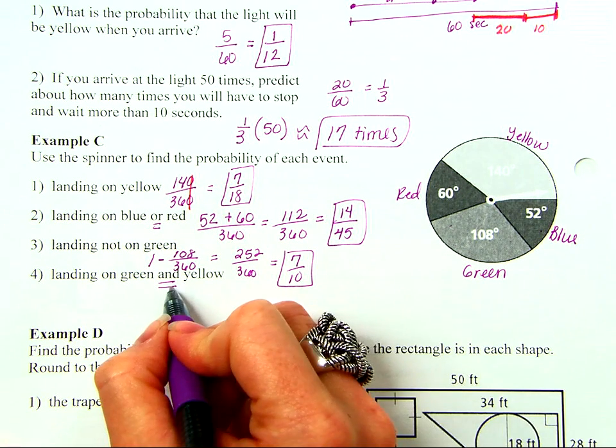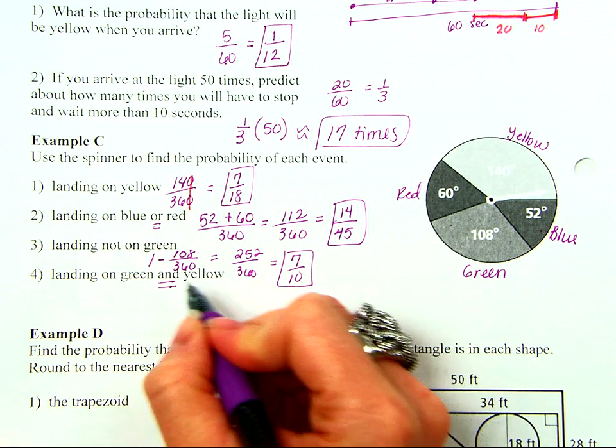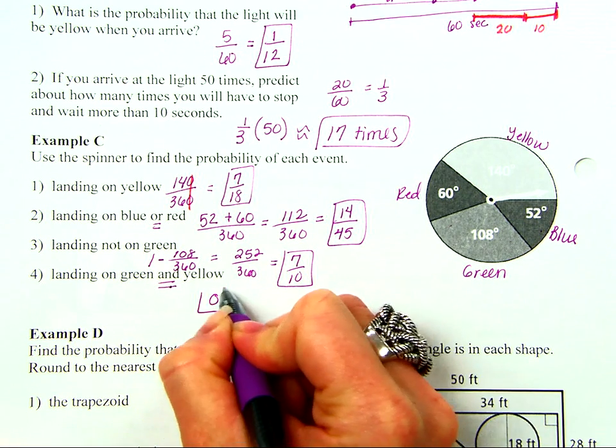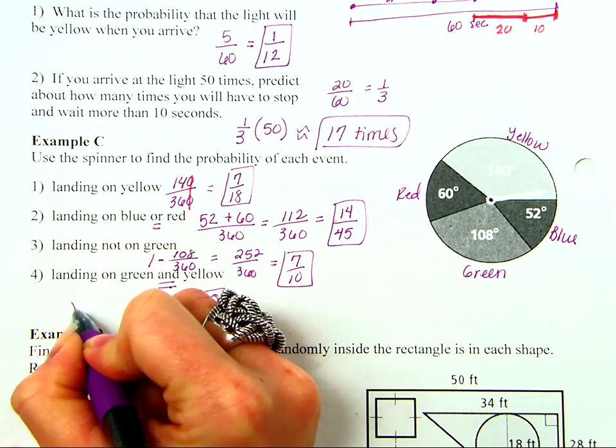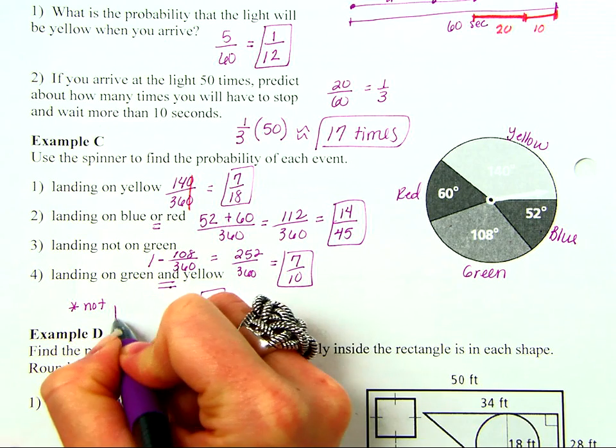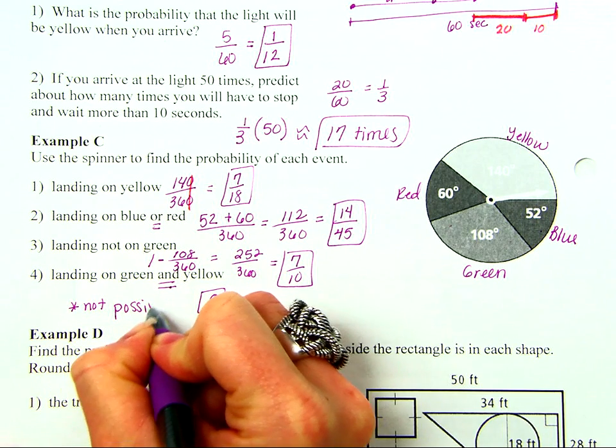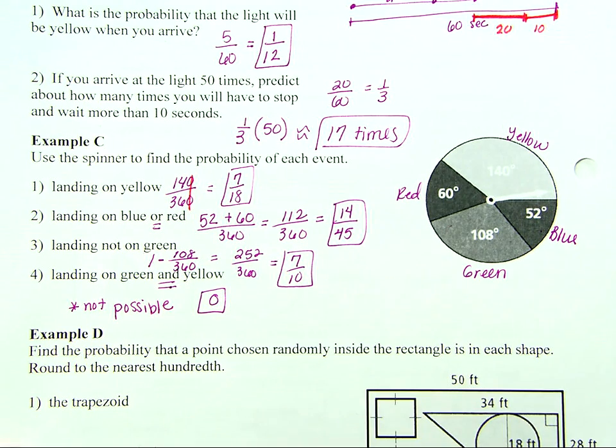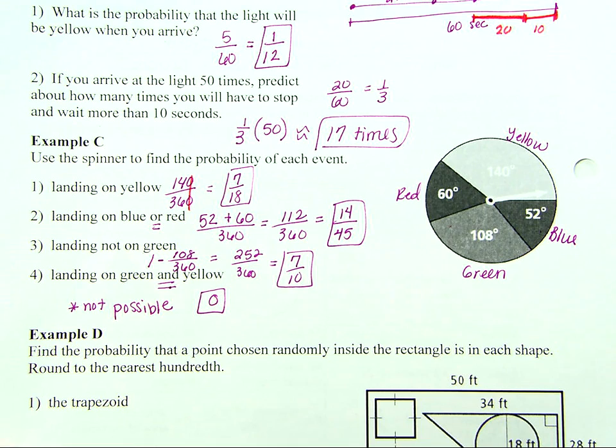So this word plays a key role, and here this probability is going to be 0. It's not possible, right? We can't land on both colors at the same time. Now if we were spinning more than once, that would change a little bit, but this is on 1 spin.